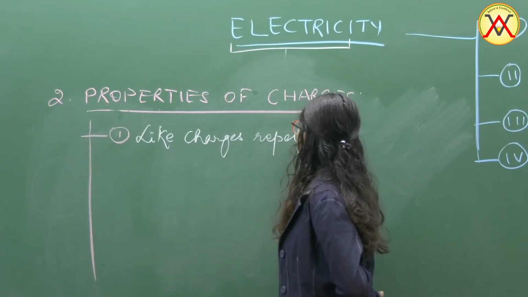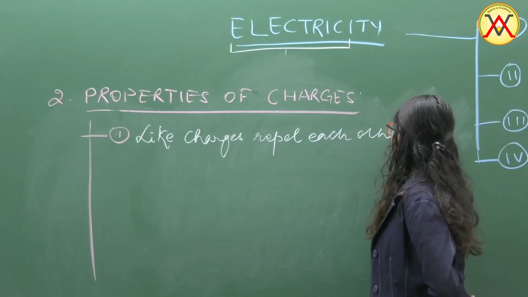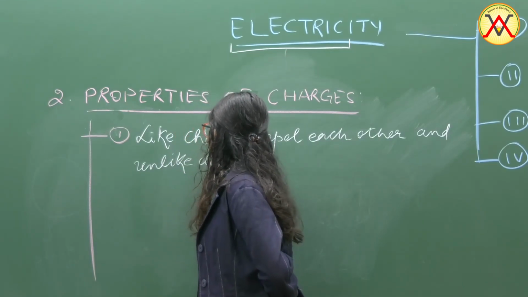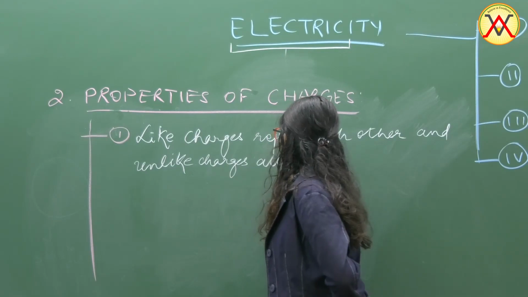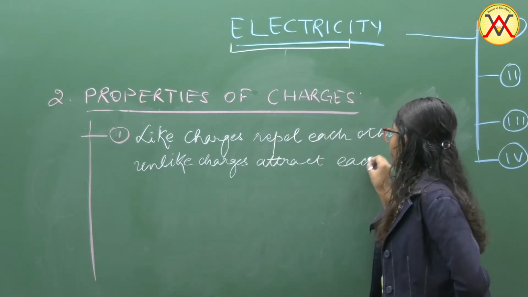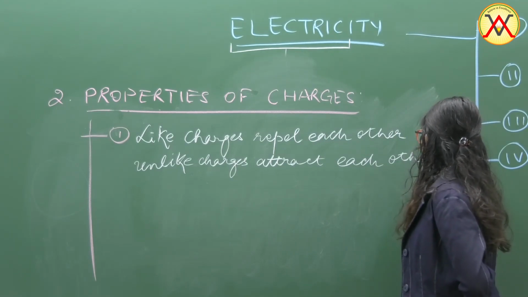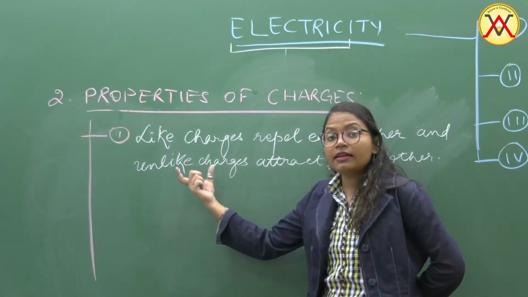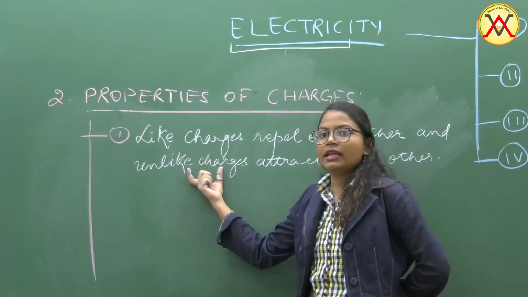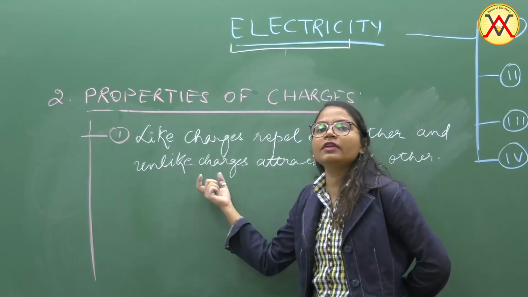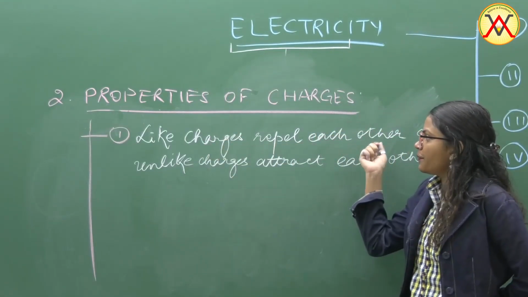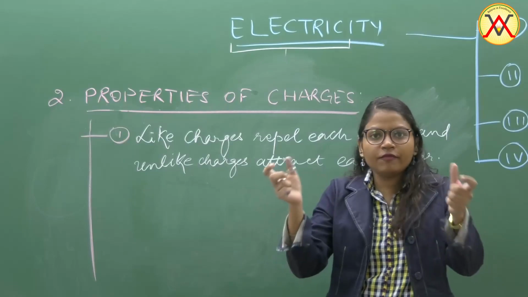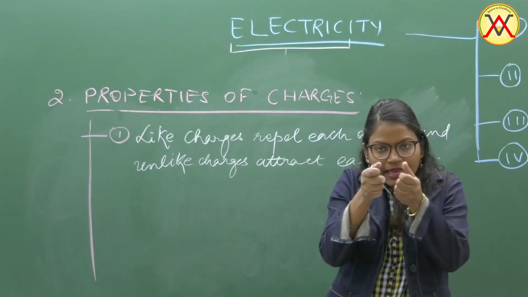Like charges repel each other and unlike charges attract each other. One thing to note in this first property is that unlike charges means not only positive and negative but also positive and neutral or negative and neutral. Like charges repel each other. You must have done this at your home parties. Whenever we rub two balloons on our hair and bring those two balloons near each other, they get repelled from each other.